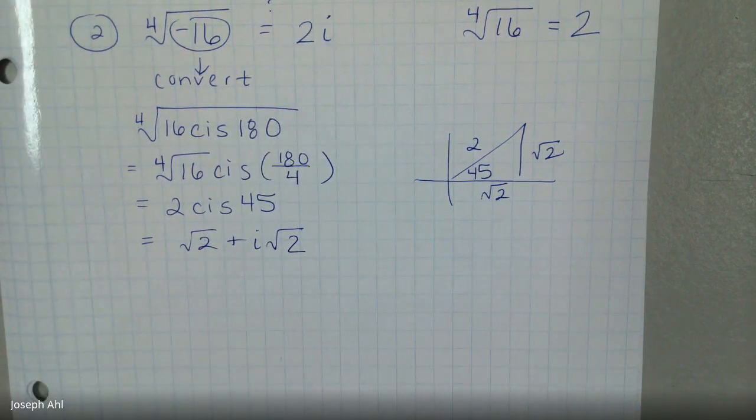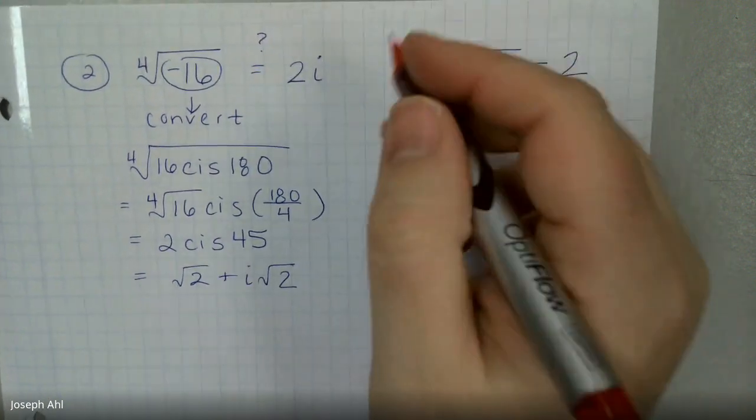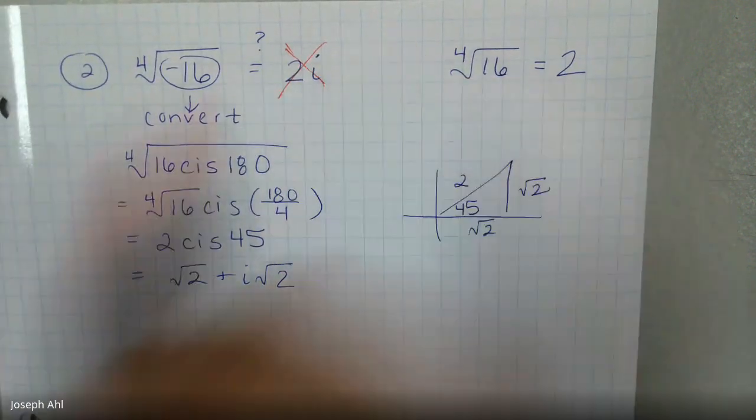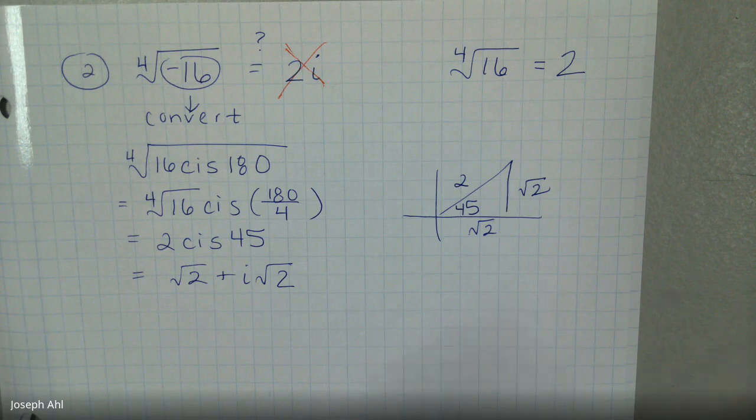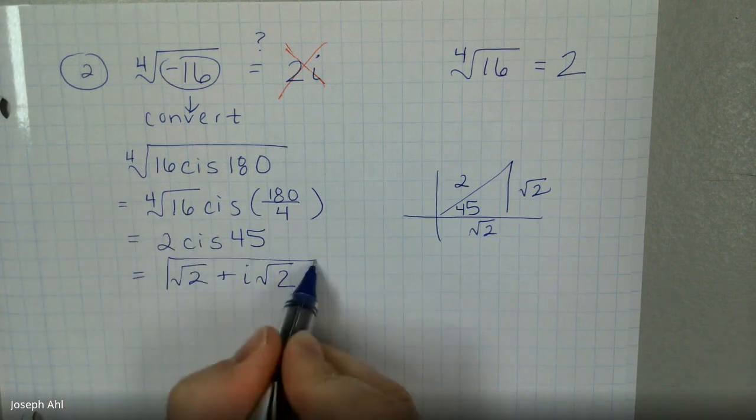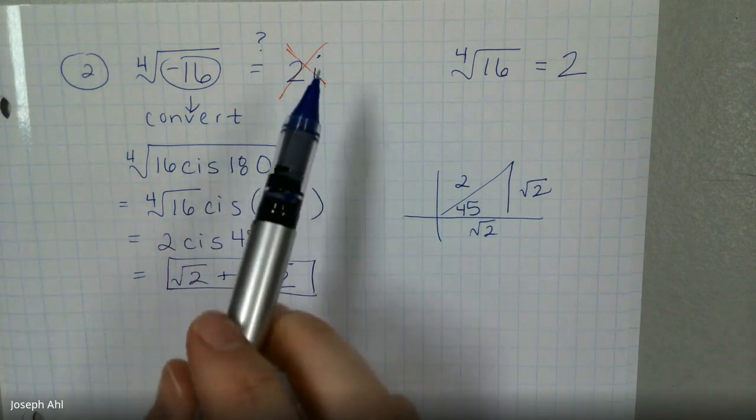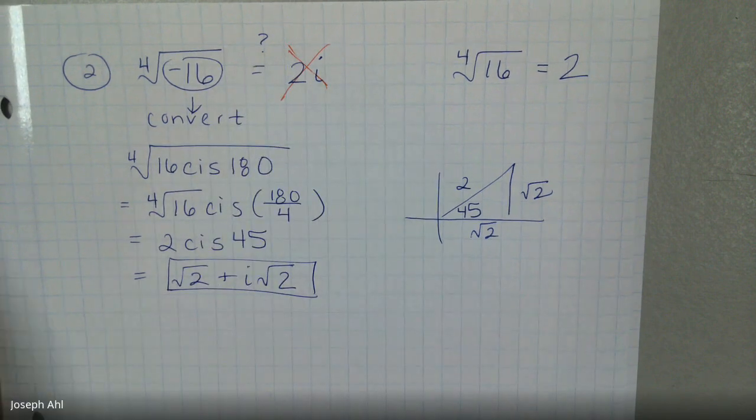So I'm going to go back up here and say, I thought it was 2i, maybe, but it turns out that it's not after going through all the process here. So the fourth roots of these negative numbers, they are complex, but it's not the complex number that we might have predicted using what we know about square roots of negatives. So a little bit of a twist to that, but here's the final answer: radical 2 plus i radical 2.